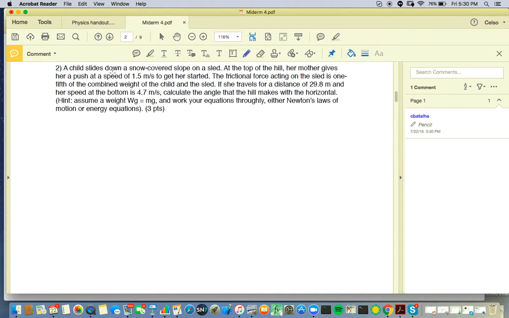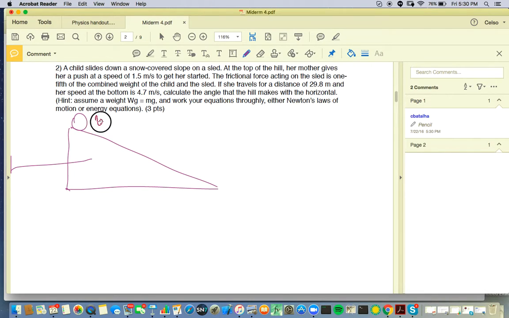Now, problem number 2 is a classical energy problem. Right? So there is a slope. You have a child that slides down a snow-covered slope on a sled. At the top of the hill, her mother gives her a push with a speed of 1.5 meters per second.